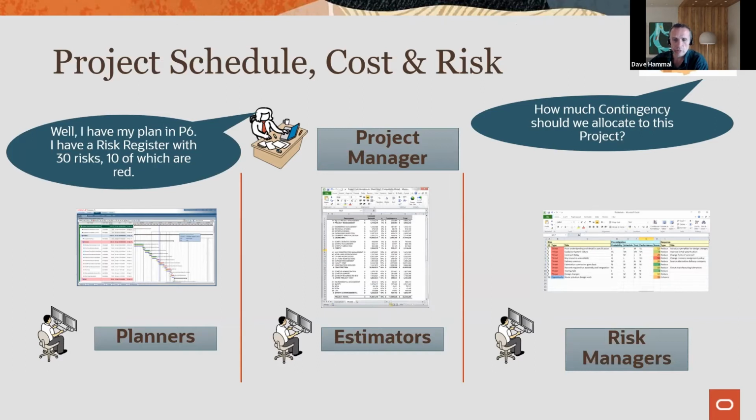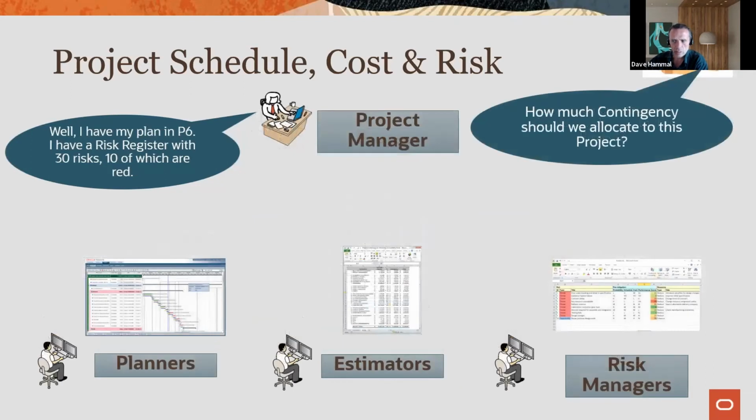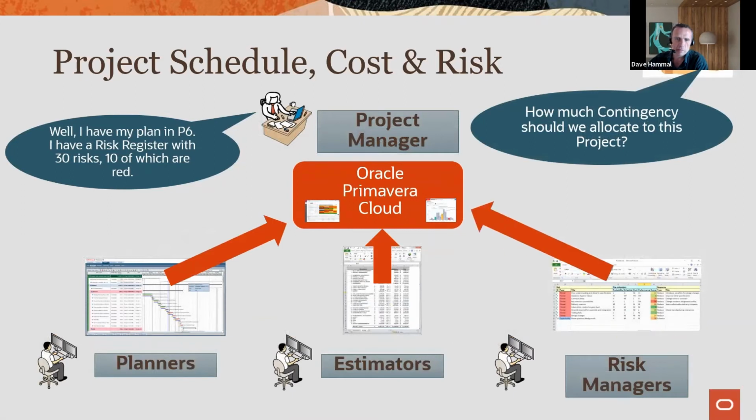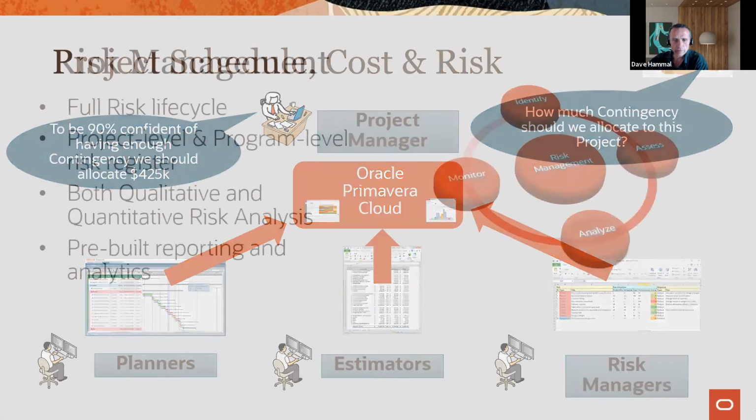So you've got your risk information, you've got your schedule information, you've got your cost information, but you can't really answer the question. And the aim that we're trying to do is bring those three pieces of information together into the one single place to help answer that question in a better manner, right? So how much contingency should we set aside? To be 90% confident of having enough contingency, we should be looking at 425,000, and then be able to show why and back that up, and which risks are contributing most, etc. So that is the broad aim of the product.